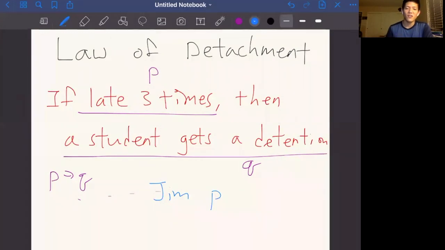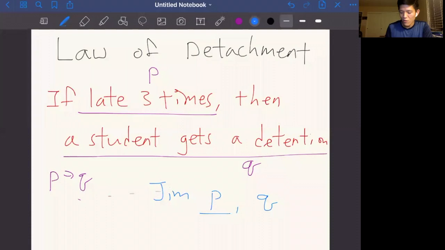So law of detachment says if P to Q, if the relationship is true, and in a new case, if P is true, then Q also must be true, right? In this case, Jim was late 3 times, right? That means P is true. If Jim was late only 2 times, then P is not true for Jim, right? Because he was only late 2 times. If P is true, he was late 3 times, then we can conclude that Q also must be true, that he will get a detention, right?